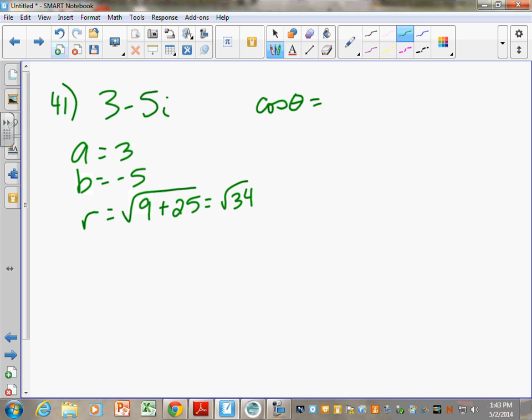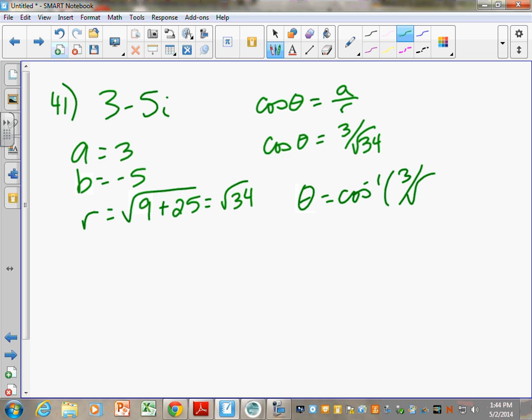How do you find theta if it's something like this? You could use sine, cosine, or tangent. You could draw a picture of a triangle, but cosine is going to equal a over r. Sine is going to equal b over r. So on this one, I could say cosine equals 3 over the square root of 34. And then we just use our calculator. So you're just going to do inverse cosine. And I would do it in radian mode.